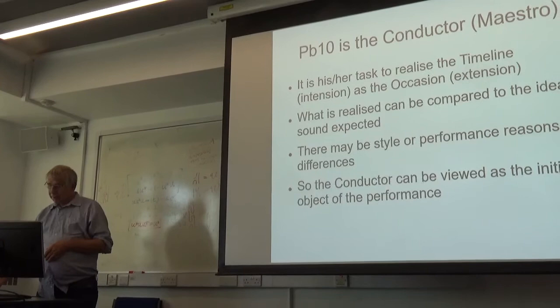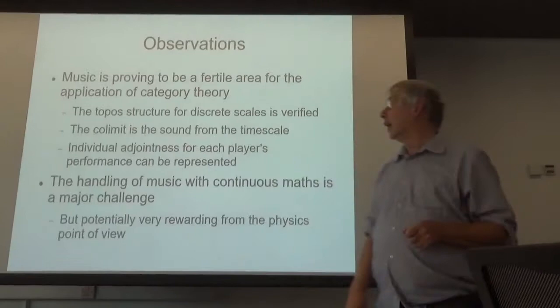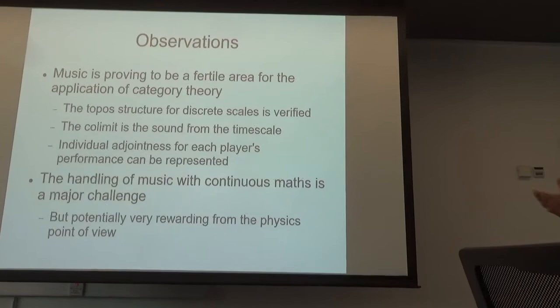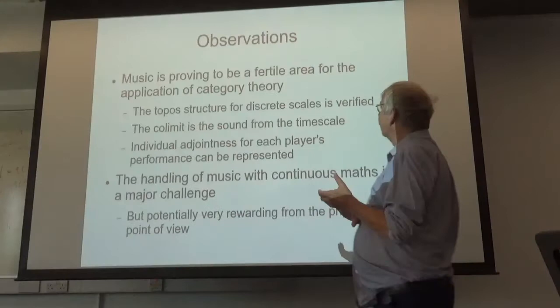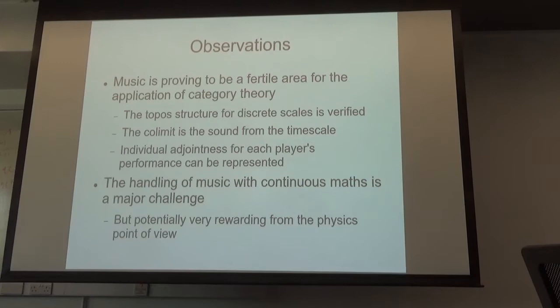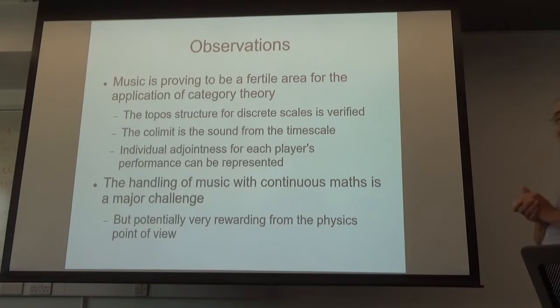Right, how are we doing? Yeah. So, music is proving to be a fertile area for the application of category theory. It takes you far beyond things like information systems, which are, I don't want to say boring really, but a lot more... it's not boring. Topos structure for discrete scales is verified. The colimit is the sound from the time scale, and individual adjointness for each player's performance can be represented. But I think the next stage, the handling of music with continuous maths, is a major challenge, but potentially very rewarding, because I think that is going to lead into categories which are a lot closer to the physics world.